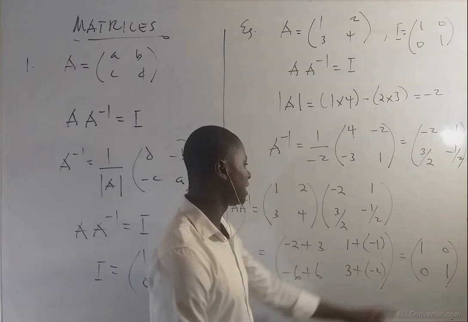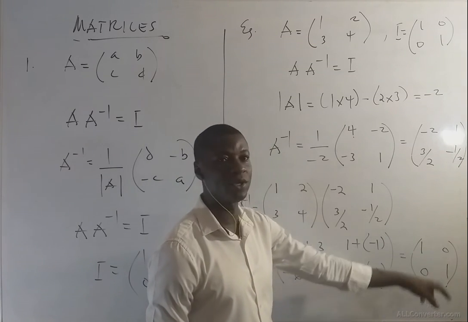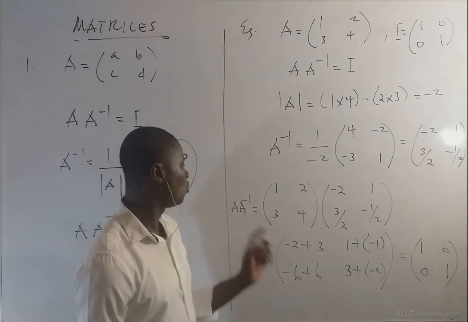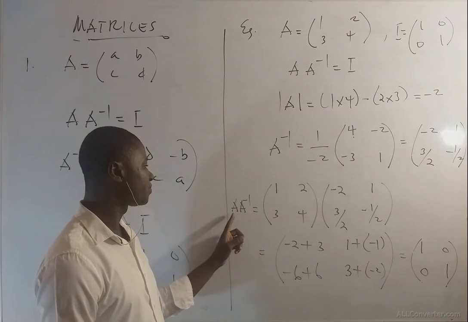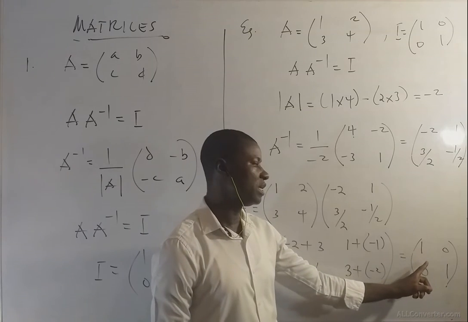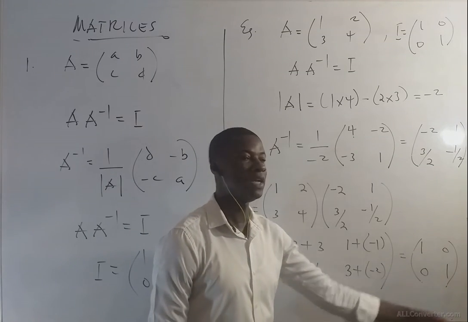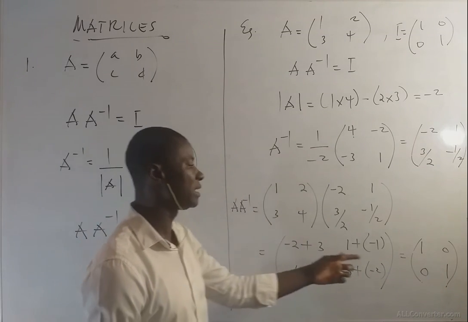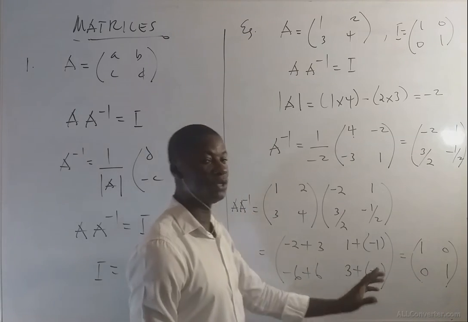So you see that we are getting 1, 0, 0, 1. That is the 2 by 2 unit matrix. And so when you multiply a matrix by its inverse, it will always give you the unit matrix 1, 0, 0, 1. If it's a 3 by 3 matrix, then you will get the 3 by 3 unit matrix. So take note of that.